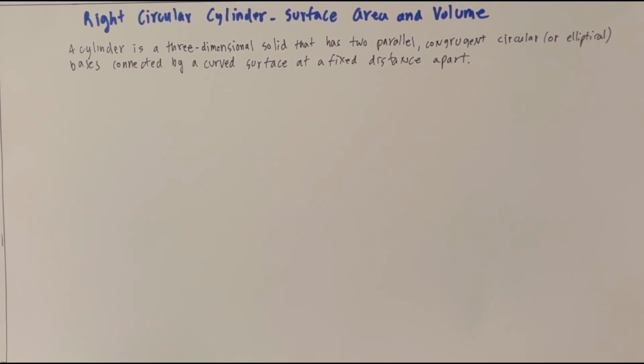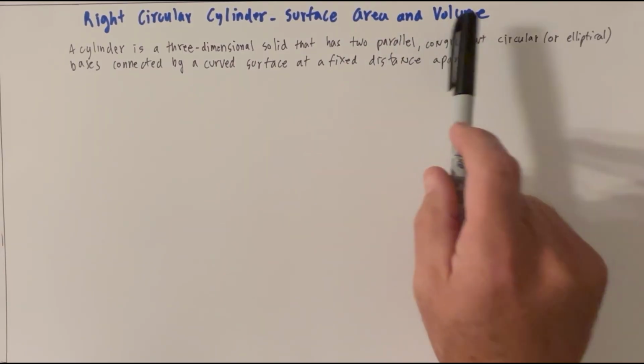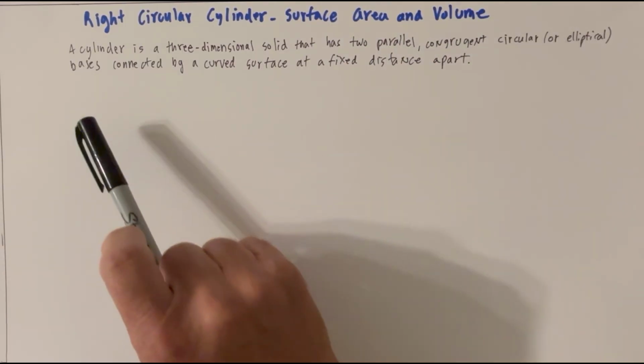Welcome to my video on a right circular cylinder. I want to calculate the surface area and the volume. But first, let's look at the definition of a cylinder.